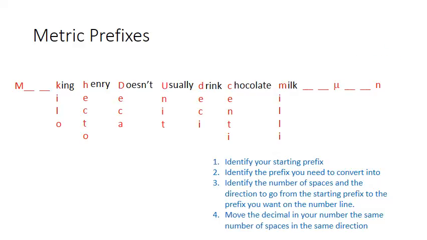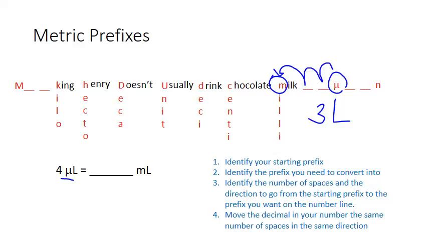And then we can use this number line to convert between even larger and smaller units. So we can convert between 4 microliters, for example, and milliliters. So our starting prefix is the micro prefix. We're converting into milliliters more specifically. So in order to go from micro to milli, I have to move my decimal 1, 2, 3 places to the left.